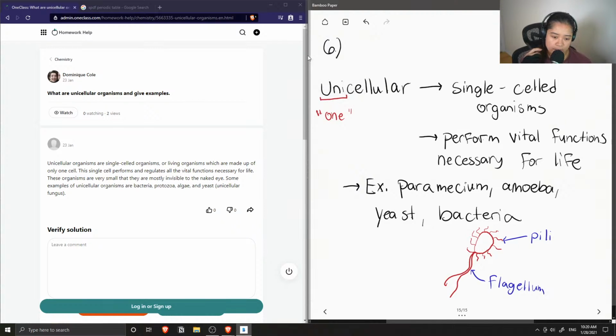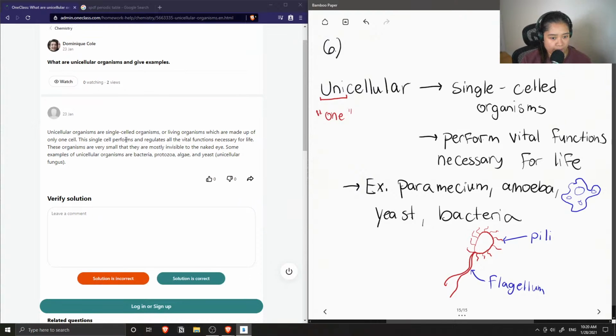So even though these are unicellular, they all kind of looked slightly different if you're to look through them in a microscope. For example, this is like what a bacteria might look like. And amoeba, I always thought it looked like an egg, almost like it has like different things like this. I'm not a good sketcher. But yeah, these are unicellular organisms.